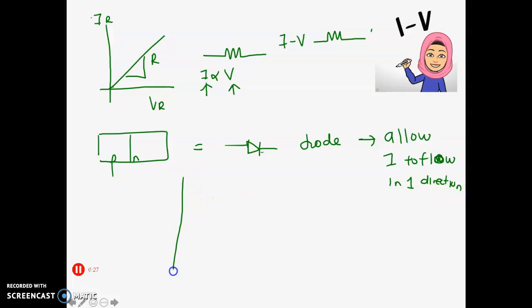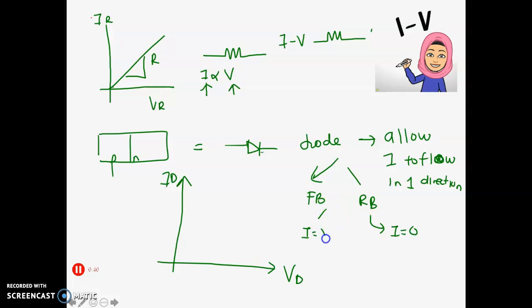Okay, so now we want to observe what will be the IV for your diode. So this is the diode, ID and VD. At your diode, you have two conditions. One is forward bias, one is reverse bias. Which one will you have current? For forward bias, right? For reverse bias, I equals 0, and for forward bias you have some current.